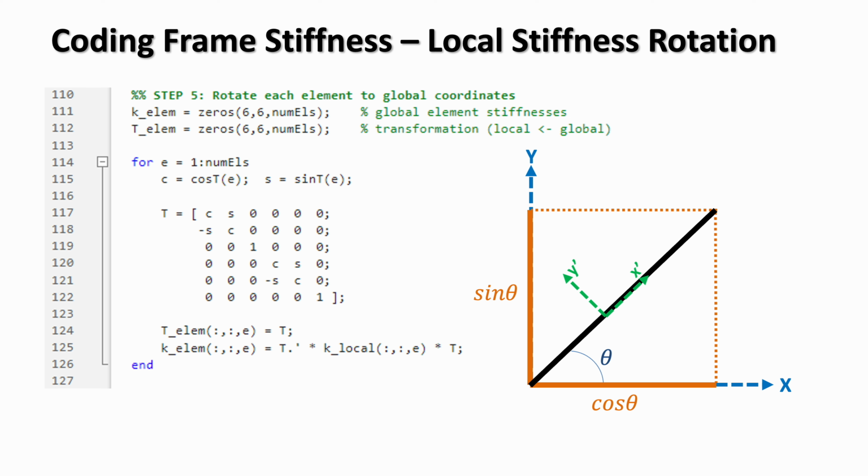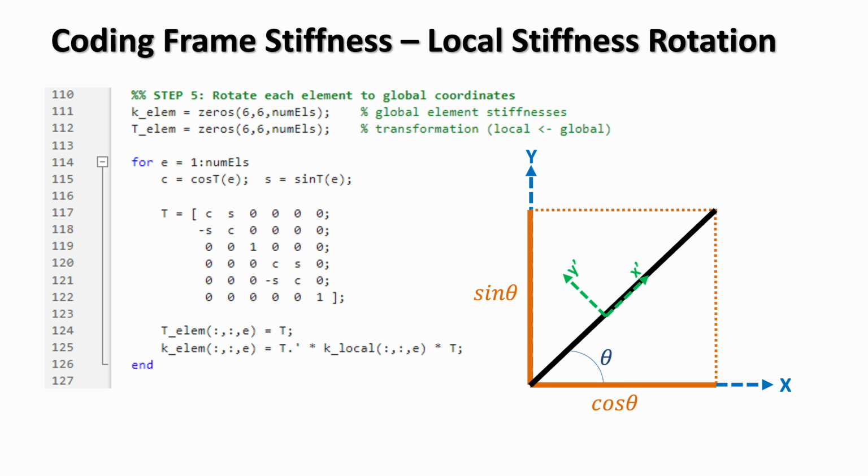This is essential because every element is defined in its own local axes along the member, but the structure as a whole is assembled in the global xy coordinates. To do this, we use the transformation matrix T, which is built from the direction cosines we calculated earlier. For each element, the code constructs the 6 by 6 transformation matrix, which maps the local element degrees of freedom to global degrees of freedom.